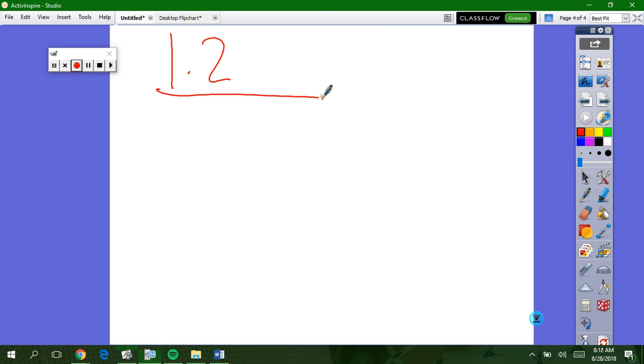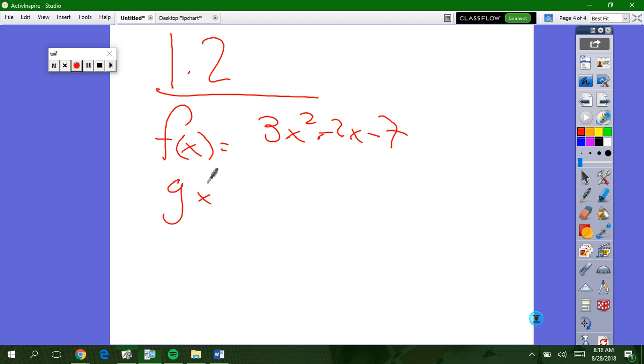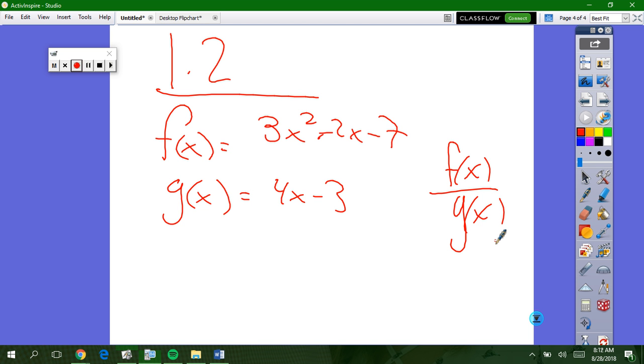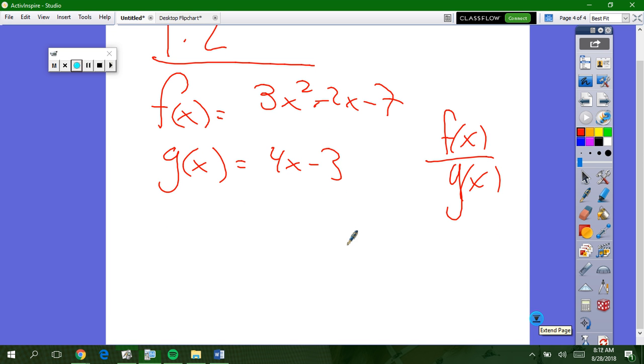How do you divide polynomials? Well, we aren't really all the way there yet. So let's say I have f of x equals 3x squared plus 2x minus 7, and g of x is 4x minus 3. How do I divide f of x by g of x? Well, here we go. Not hard. Ready? You guys all ready for this? Mind blowing.